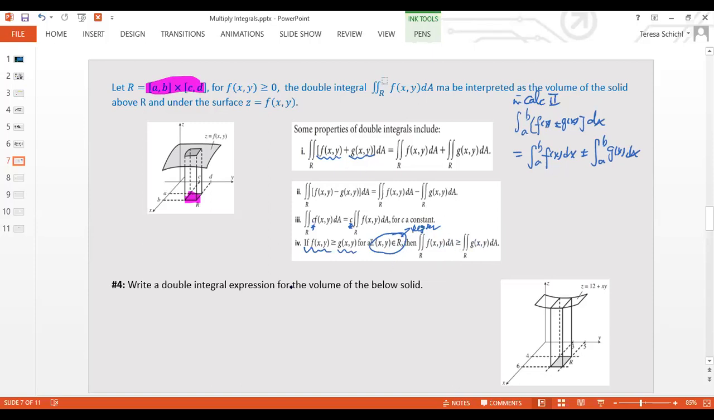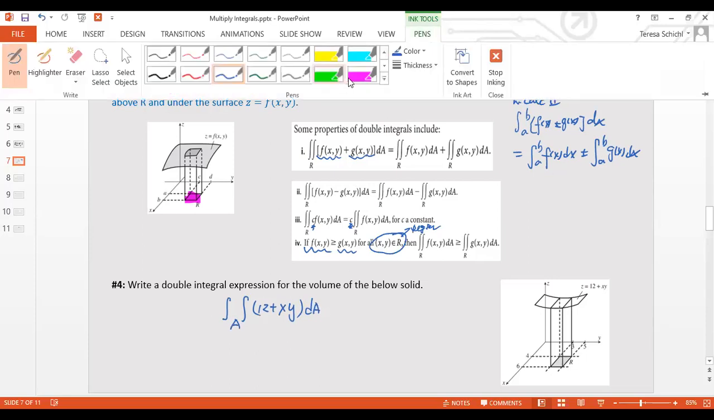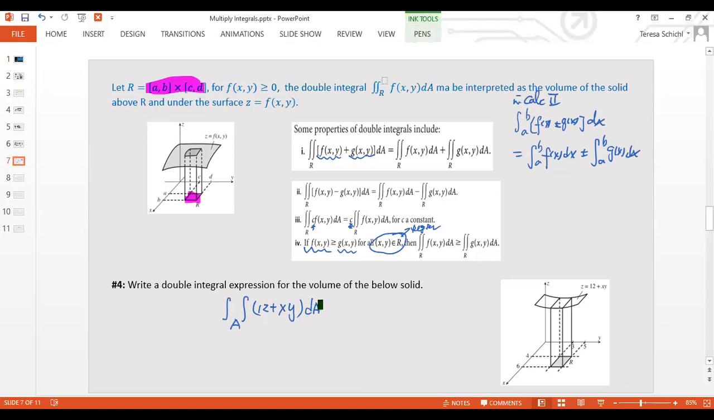Okay, let's take a look at number 4 here. They say write a double integral to find the volume. So I'm trying to find the volume under this surface, 12 plus xy, and integrate under this region. Typically we use dA, and you can write it like this. Be careful about the notation: dA means you're integrating over this region.